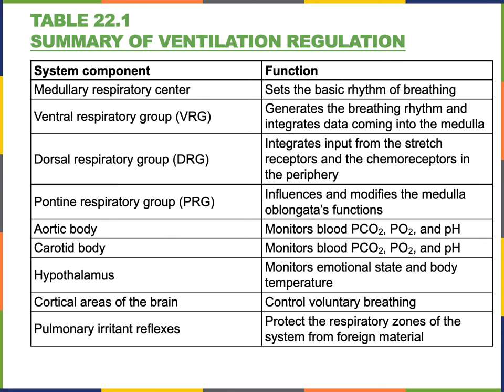There are also receptors in the lungs that detect irritants like dust particles. And in response to irritants, these irritant receptors will relay information through the vagus nerve into the medulla oblongata, stimulating protective reflexes like coughing and sneezing to clear the airway.